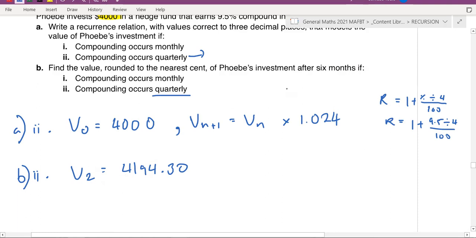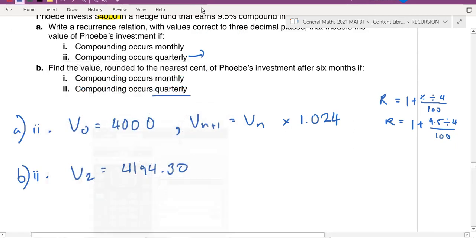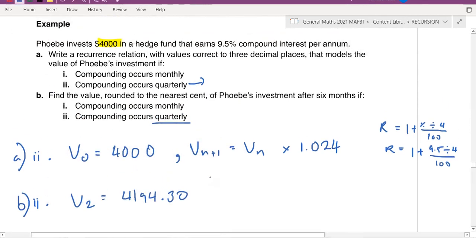How do you get that 4194? Oh, well, my calculator, I worked it out recursively. So if you start at 4,000 and I multiplied it by the R value, oh, there's the first term, sorry, and then the second term. Oh. All right.